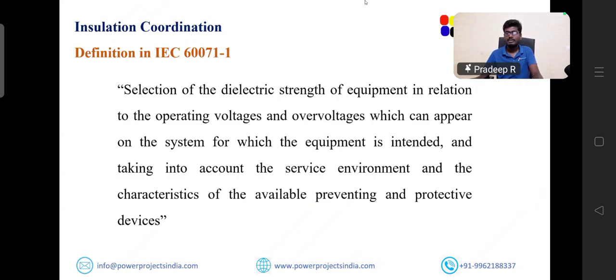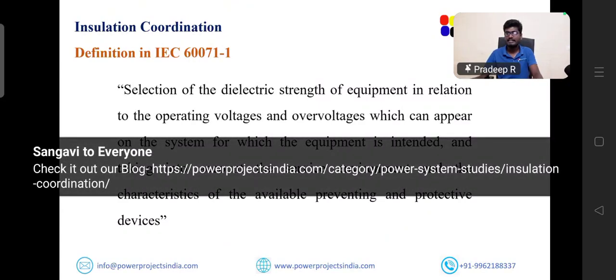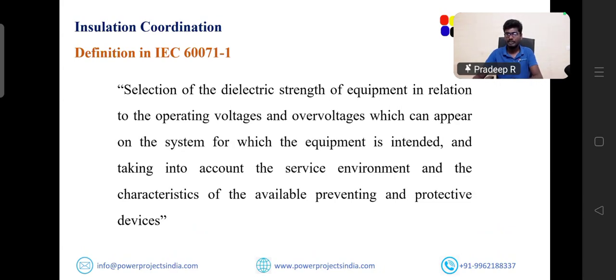Which means, for a power system, it can be whatever, like a combined cycle plant, oil and gas plants, whatever it may be, there we have to place our protective devices in accordance with the dielectric strength of the equipment. For example, if you are placing the surge arrestor, it should be capable of capturing and withstanding the switching and lightning over voltages which are going to occur in our circuit. This is the basic definition.